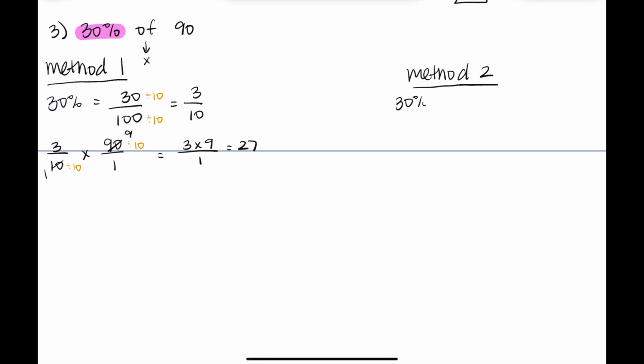Now we'll move on to method 2. Same thing. We're going to change that 30% into a decimal. So we get 0.3, and we'll do 0.3 times 90. When we look at our 0.3, it only has one decimal place. So we'll do 90 times 3. When we do that, we get 270. Then I'll put in my decimal place. So we get 27 as our answer for number 3. That is all the practice problems we're going to do for today.